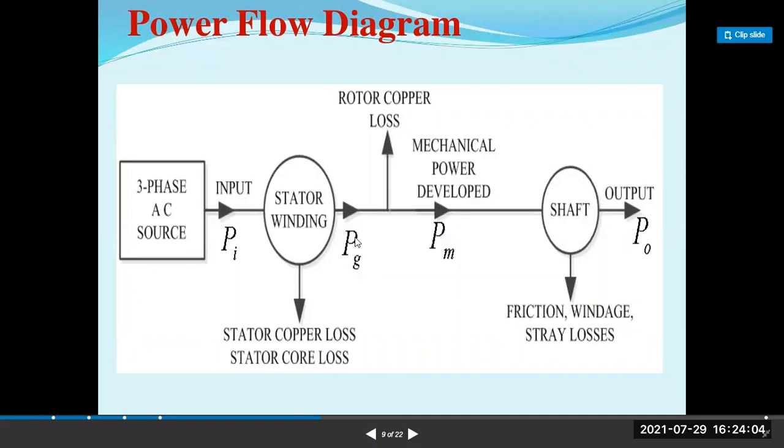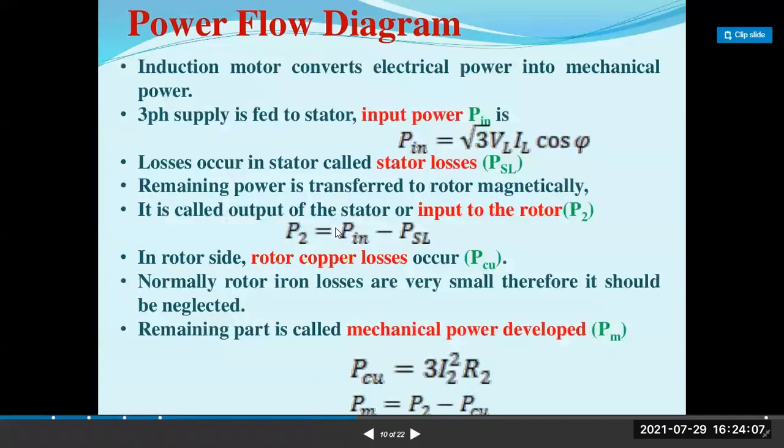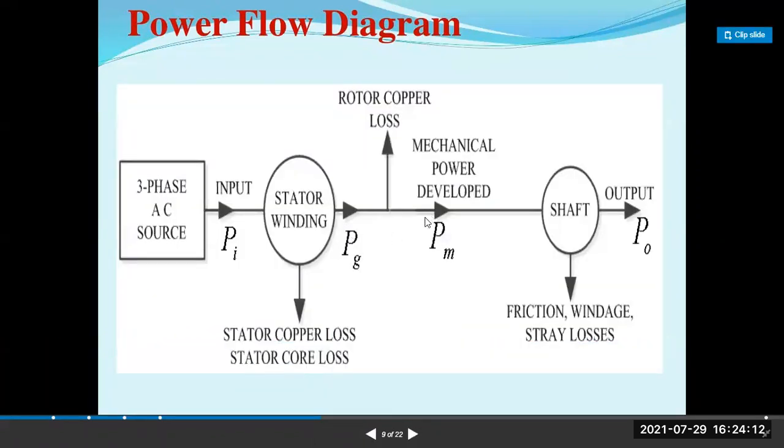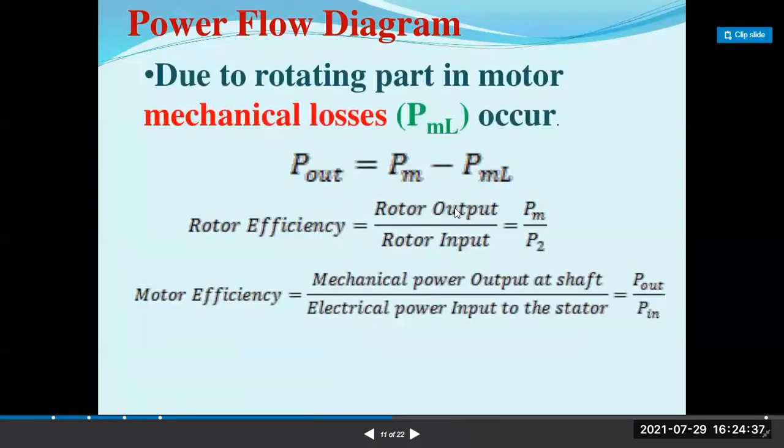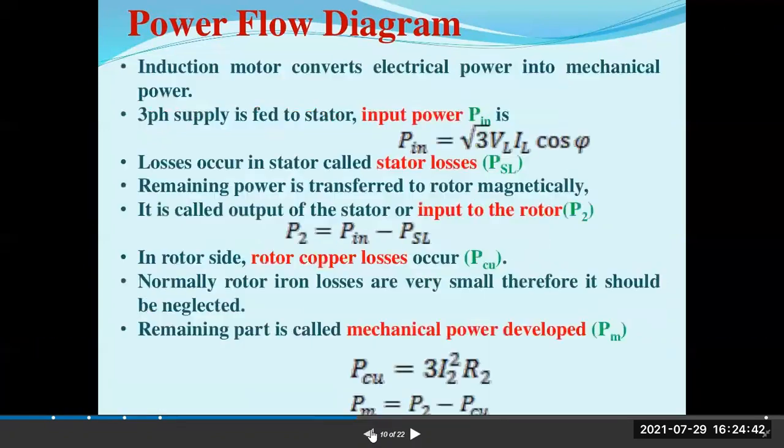This is your P2. Here it is written as P, but in the explanation we have taken the input of the rotor as P2. This is the mechanical power developed, and this is your rotor. So these three parts are the rotor part. The rotor output is the mechanical power developed, that is PM, and this is the input of the rotor part, P2. So rotor output divided by rotor input will give you the rotor efficiency. That's why it is written that rotor efficiency is rotor output divided by rotor input, that is PM divided by P2. Okay, this is the rotor efficiency.